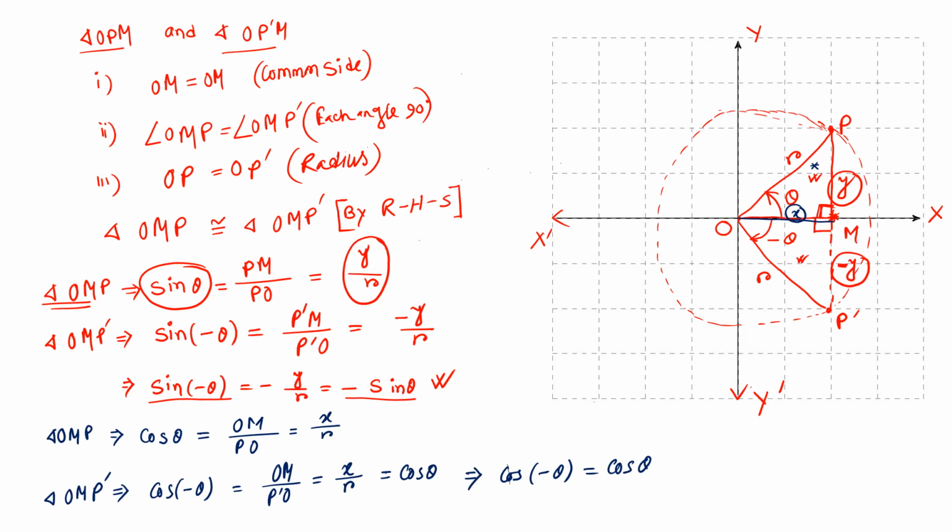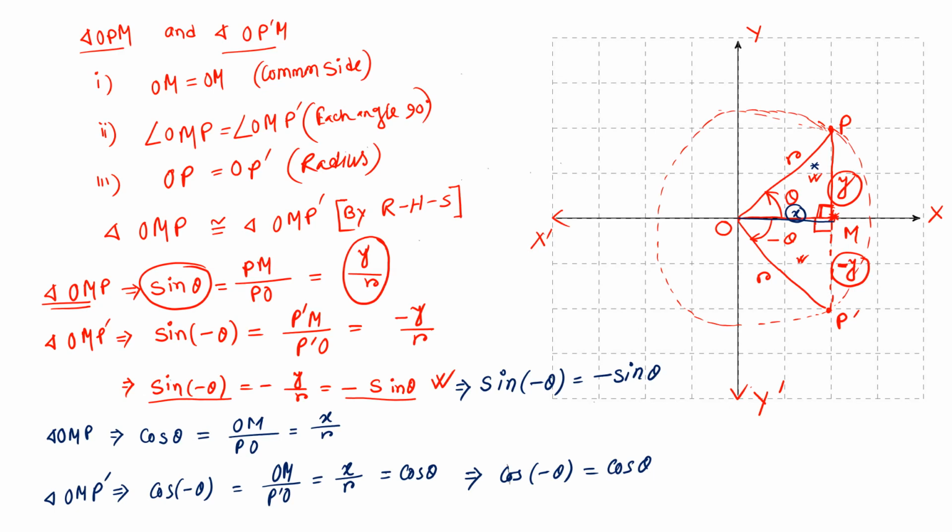These two results are very important. So we got sine minus theta equals minus sine theta, but cos minus theta equals cos theta. So geometrically, if we try to prove this, we can prove it. Today I have done it in this way. Now with the help of sine theta and cos theta, we can obtain all the others: tan theta, cot theta, cosec theta, everything. I think it's clear for you.